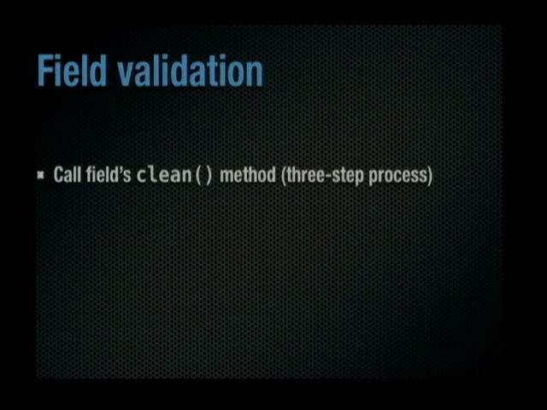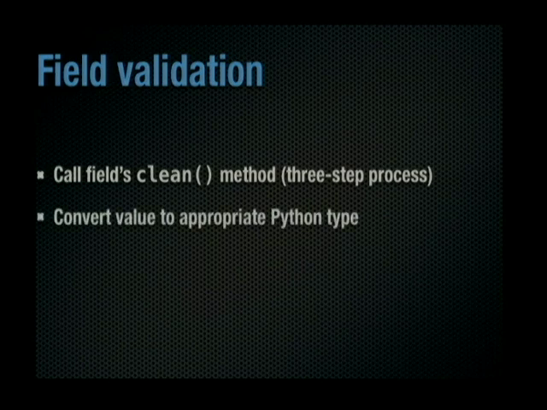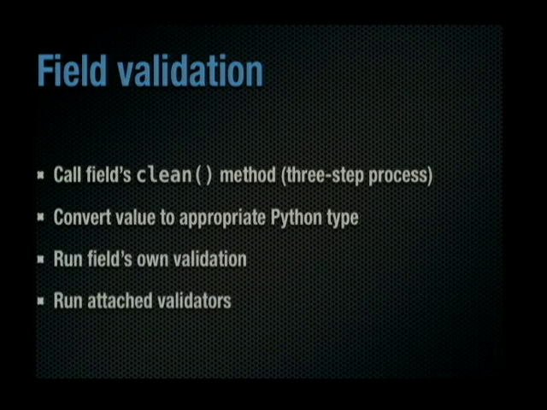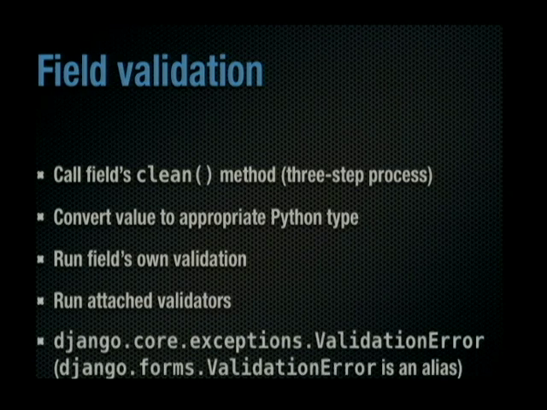Field validation, basically there's a method called clean. It implements a three-step process, kind of like what we saw in model validation. First step here is we convert the value to an appropriate Python type. Then we run the field's own validation method. Then we run any validators that are attached to the field. We will end up raising django.core.exceptions.ValidationError. In older versions of Django, you would see mention of something called django.forms.ValidationError. That still exists, but it's an alias back to this, so that we have a single unified validation error that's raised by both models and forms.